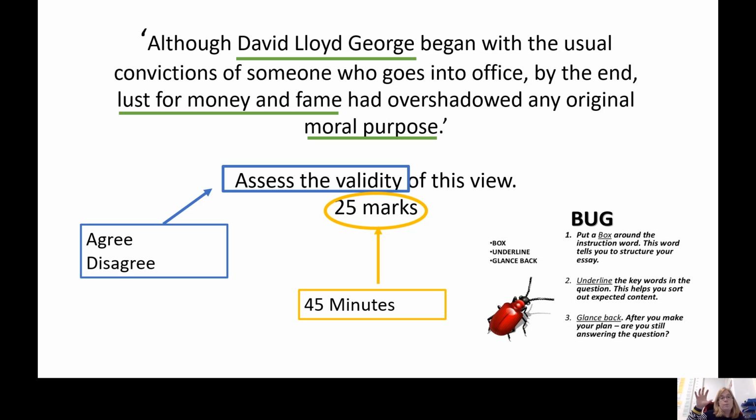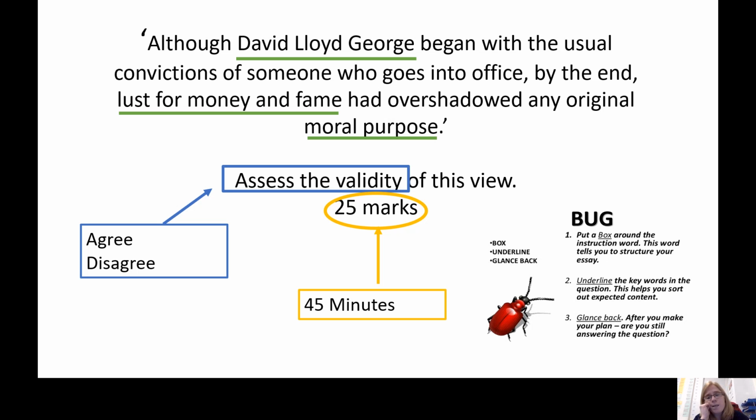Was David Lloyd George driven by money and fame, or was he driven by moral purpose? Okay. Now I'm going to go through my plan, and it links with our previous lesson. Your plan can look different, and that's absolutely fine. And you might come up with some different arguments to me. Again, that's absolutely fine.